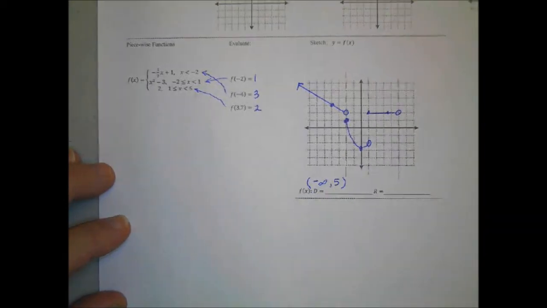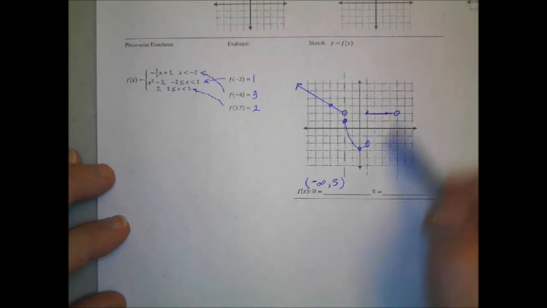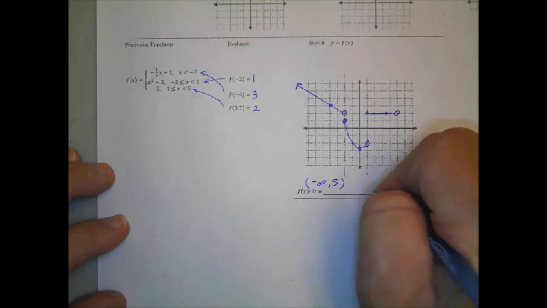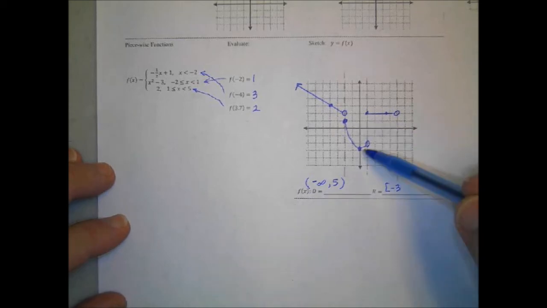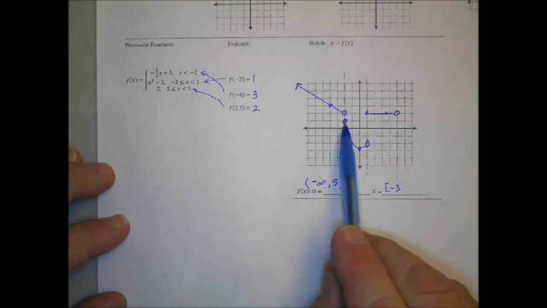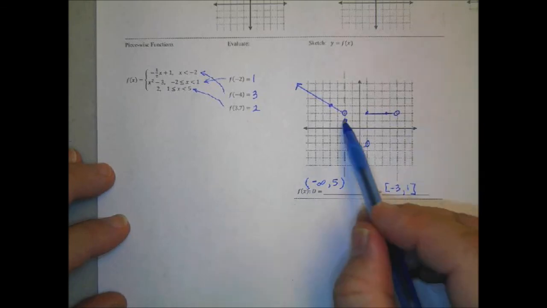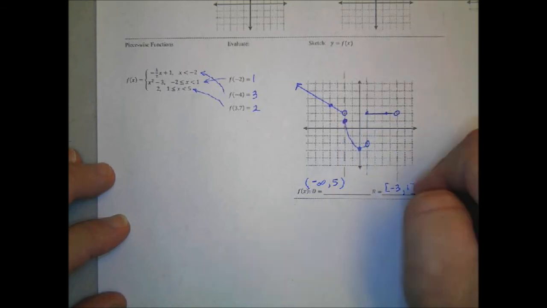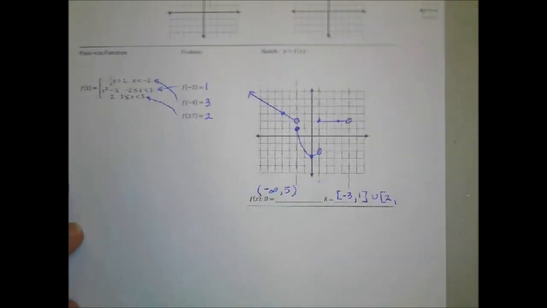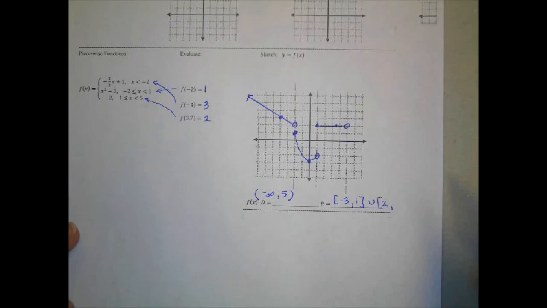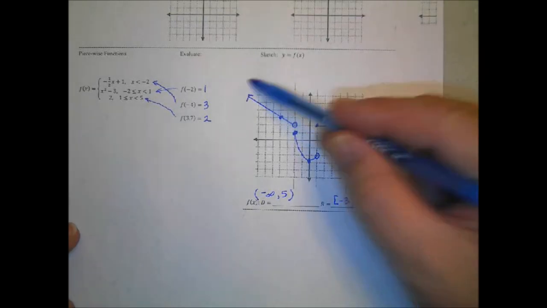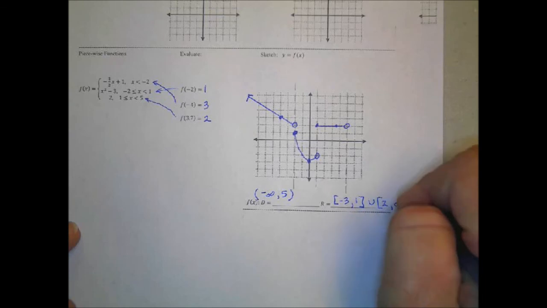Now the range. Think low to high. The lowest point is -3, and we do use -3. Does it go continuously all the way up? Nope. It stops right there at +1. And then it kind of jumps to +2. So we do that, and we pick it up at +2. And then it goes up on this side forever and ever and ever to infinity.